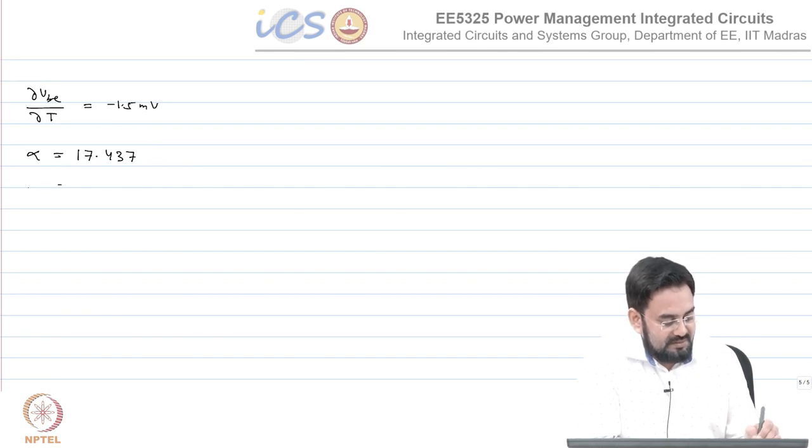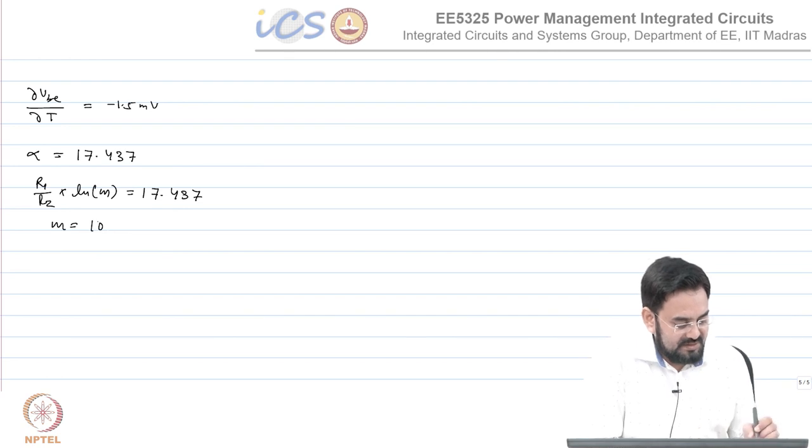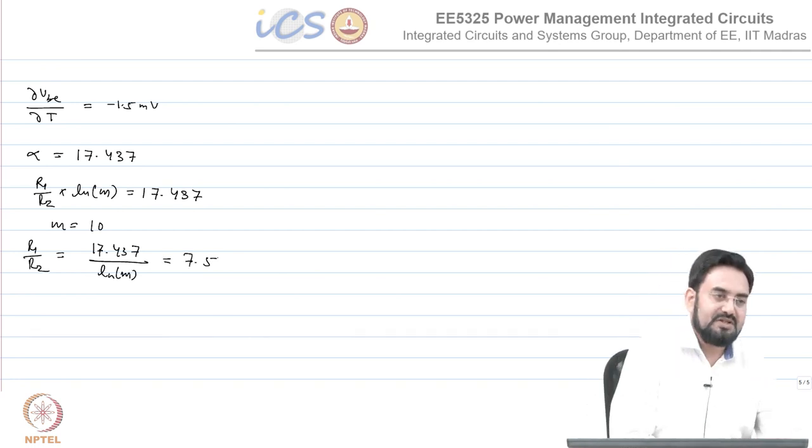Sorry, R1 by R2 into ln m equal to 17.437. If, let us say, m equal to 10, most of the time we keep it 10. So, how much is ln 10? 2.3. So, R1 by R2 should be how much? 17.437 divided by ln m. How much? 7.5. So, this is the ratio you require.